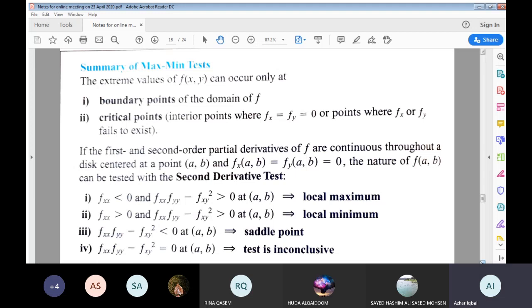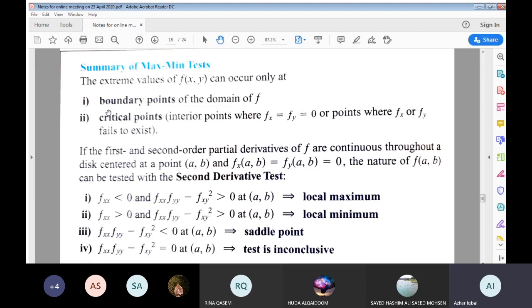So the extreme value of this two variable function can occur only at the boundary points of the domain of f. So when you consider a domain, the extreme value can occur at the boundary points, the outer edges, or the second possibility is the extreme value occurs at the critical points, which are the interior points where the partial derivatives disappear, or the points where the partial derivatives with respect to x and y fail to exist.